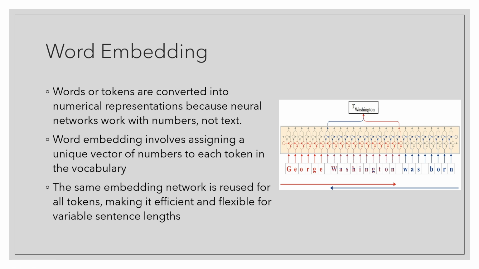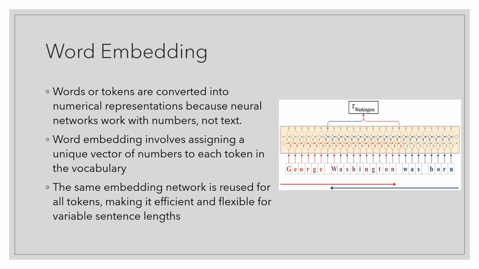ChatGPT uses this to have general context of the question and to provide accurate responses. So basically, words or tokens are converted into numerical representations because neural networks work with numbers, not text. This is important to learn because neural networks do not use text.